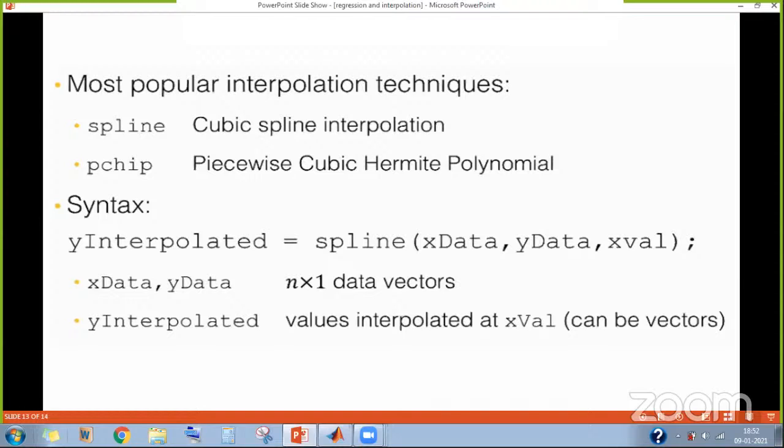Let's say I have data that varies from 0.2 to 2, but not all the points between them are there. So I may write 0 to 2 over here. That's what xval does. I can create a vector from 0 to 2 for xval. And the syntax is similar for pchip as well. Just instead of spline, I have to put pchip.